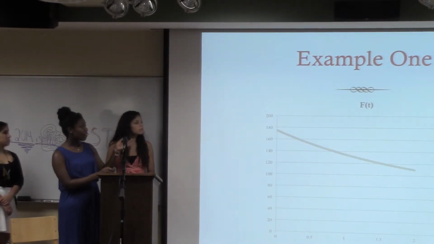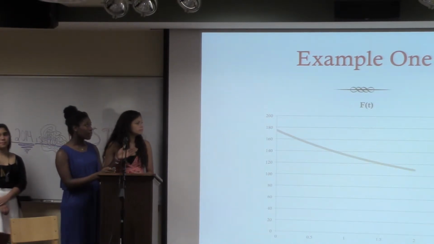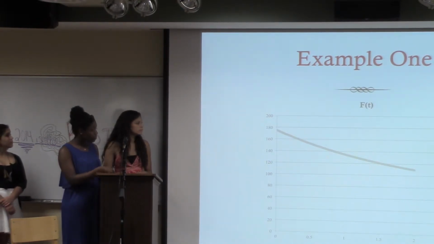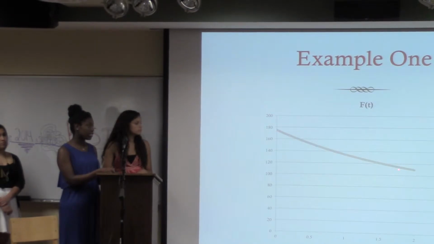And this graph is just an example. This could be for a cup of coffee, and you see at time 0, when it's first poured, it's 180 degrees. But as time goes on, 2 minutes later, it drops to about 110 degrees.